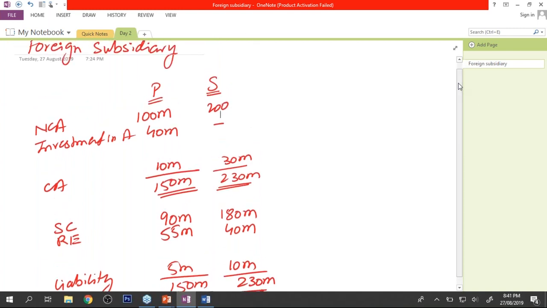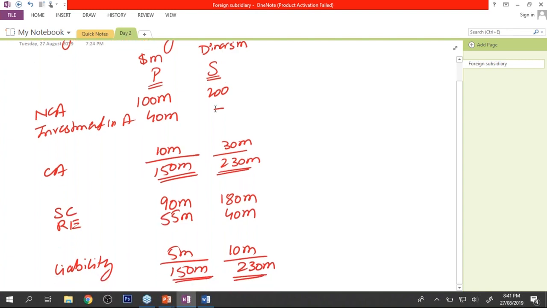But the question says that the value of the parent is in $1 million and the value of the subsidiary is in million dinars. This means that it is a foreign subsidiary. Okay, Adi Chaudhary, I will share the tips and techniques for that.